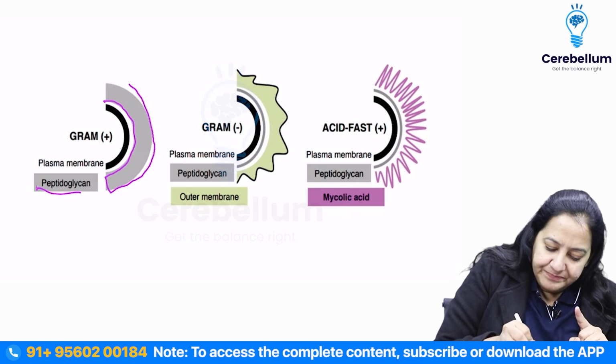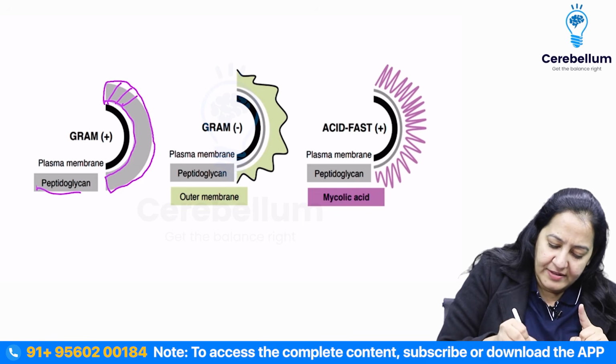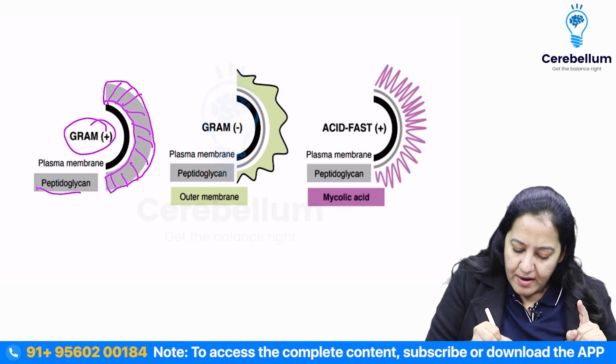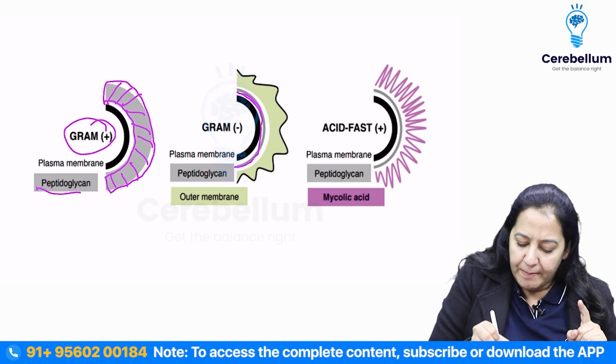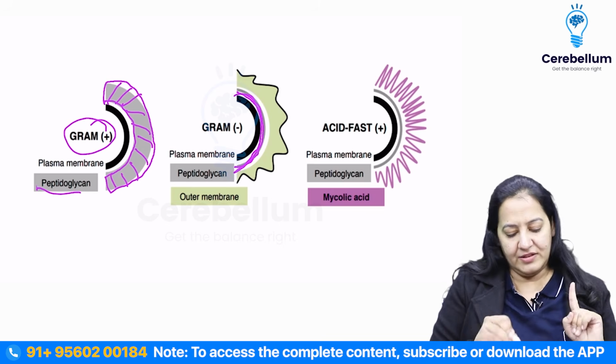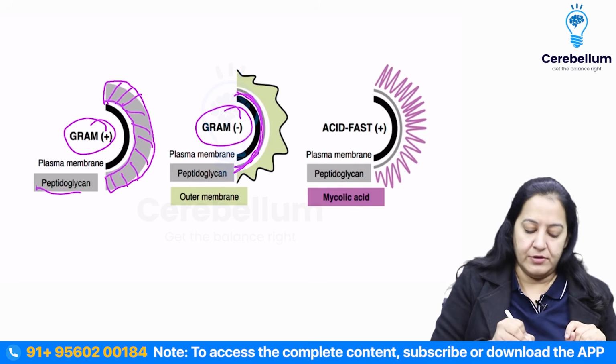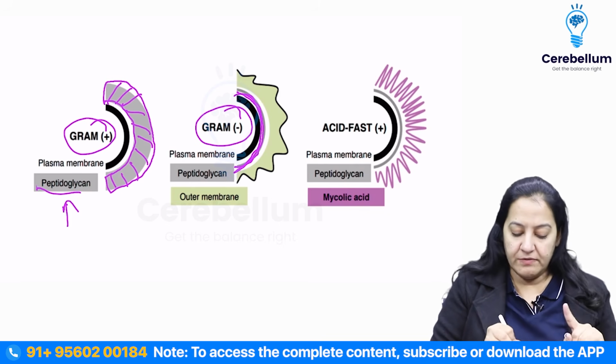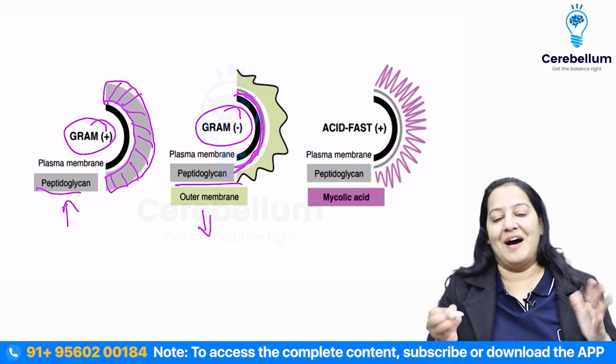I can see a thick peptidoglycan content in the cell wall, right? That's why it's gram positive. In the second diagram, I can see a thin layer of peptidoglycan content in the cell wall. That's why it's gram negative. So more peptidoglycan is gram positive, less peptidoglycan is gram negative.